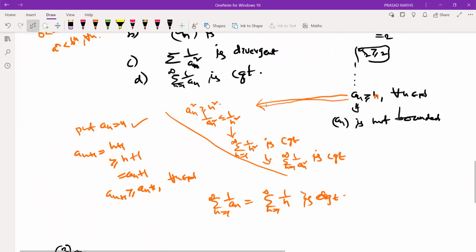Third one is this. The last one is discarded because actually we take a_n equals n. This is divergent. So the fourth one is discarded.